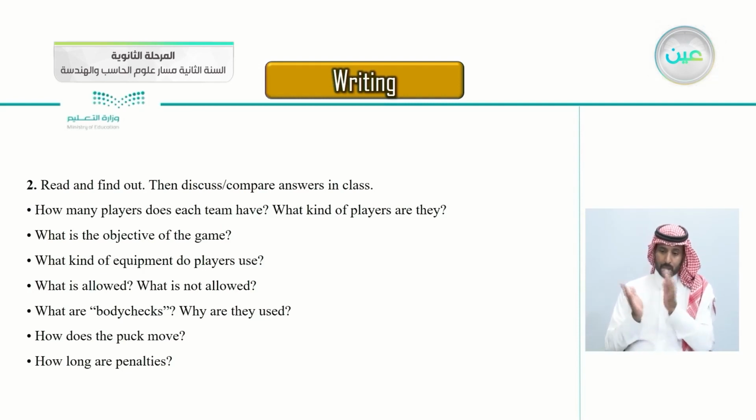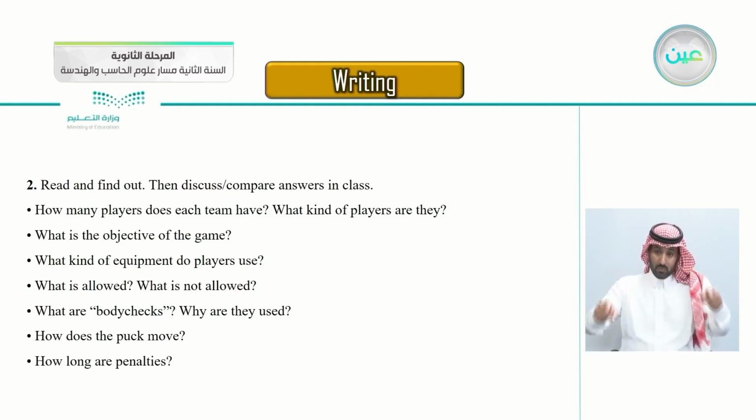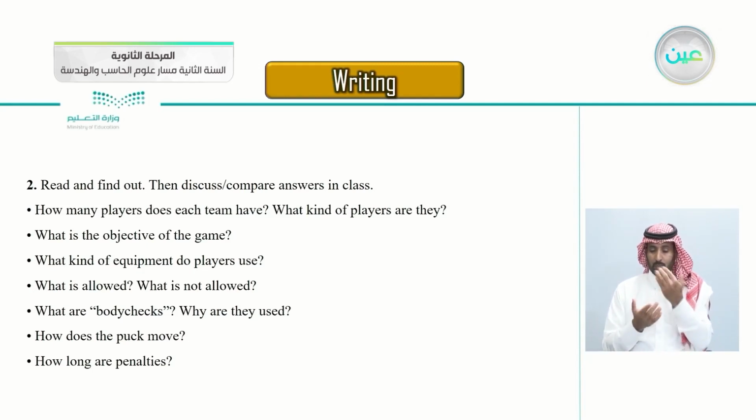So we'll be reading the whole article, but first let's read these questions to answer them afterwards. How many players does each team have? What kind of players are they? Is it like football, 11 players in a team? Let's see. What is the objective of the game? What do you do? What's the objective? What kind of equipment do players use? I think we discussed this earlier, the equipment, maybe the sticks. Maybe we'll see more. We don't know.